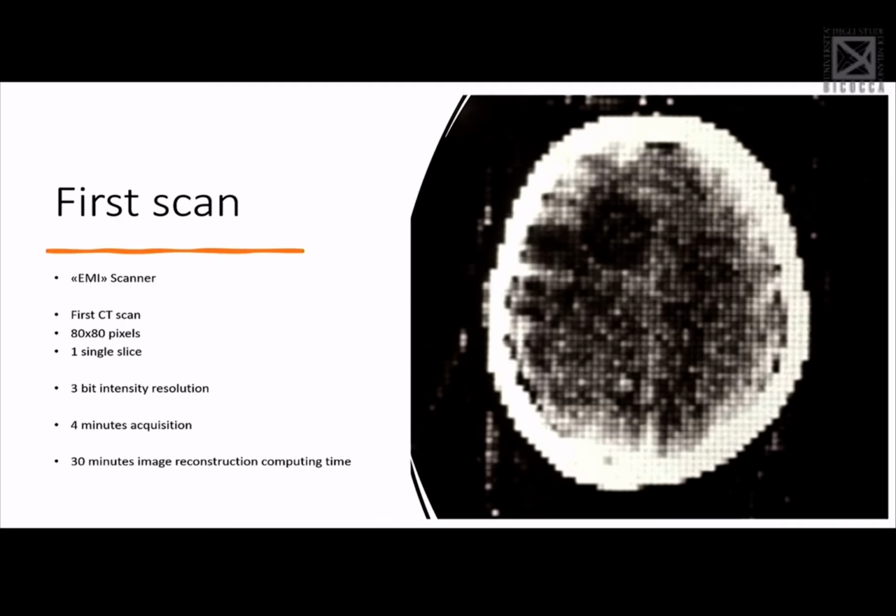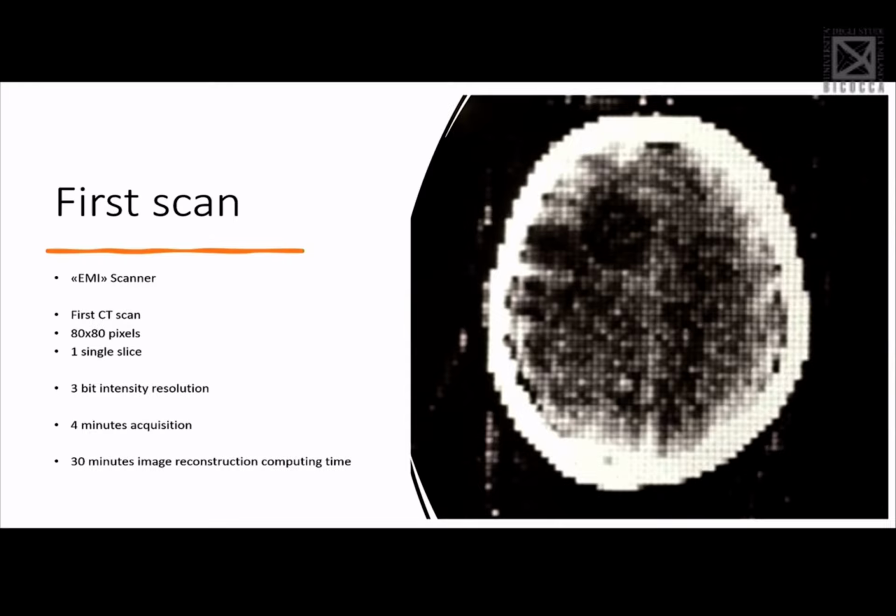And these are the properties. It had a single slice. So you had a detector and an X-ray tube rotating, and it was acquiring all the data in one slice, which was, let's say, 1 centimeter thick, half a centimeter thick, depending on how you collimated the beam. So it was not a volume, it was a slice.